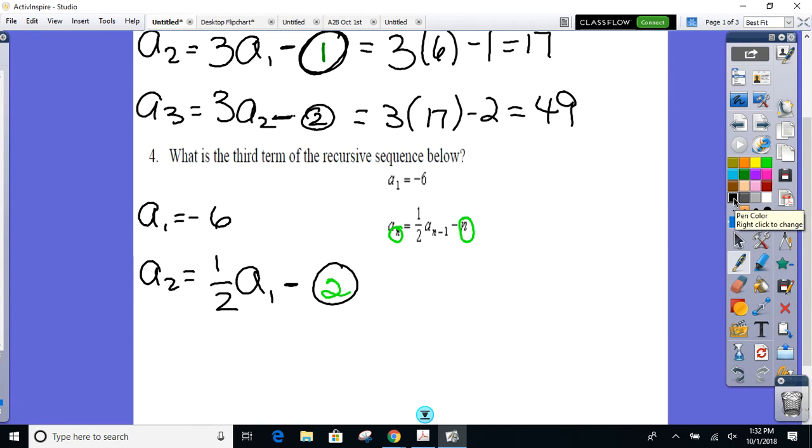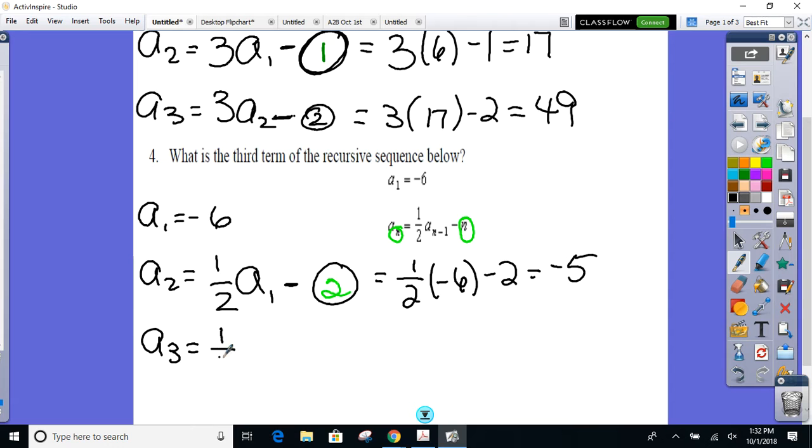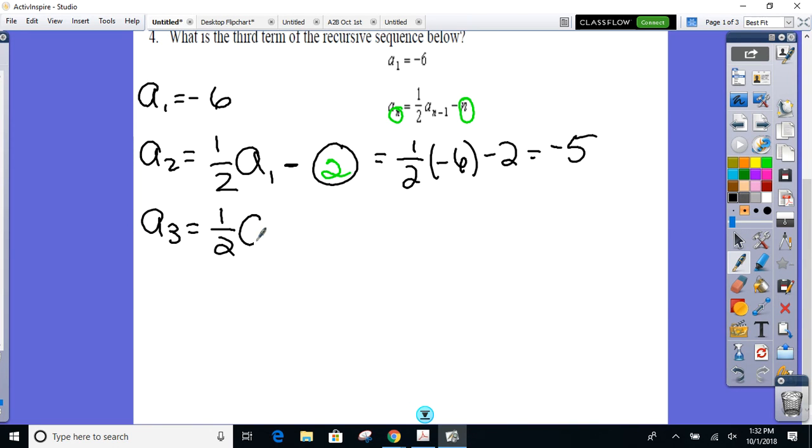Everyone all right? What was the first term? -6 minus 2. Oh boy. -5. Okay, help me out with the third term then. Third term is going to be found by taking 1/2 times the previous term, the second one. What am I going to subtract now? 3, yes. So 1/2 times -5 minus 3. That's a decimal. -5.5.